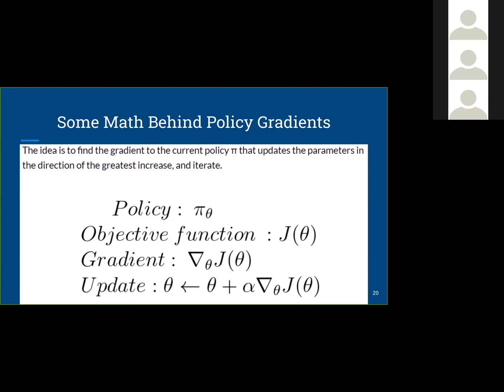So here's some more math for the policy gradients. This is basically a summary of what I just said. The policy is represented with your pi theta, theta being your parameters. The function you're trying to improve with gradient ascent is the J function, which is the score function. So you find the gradient of the J function given your parameters, and then you use that to update your parameters.